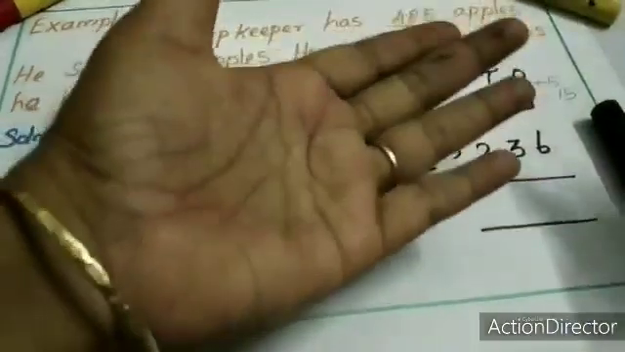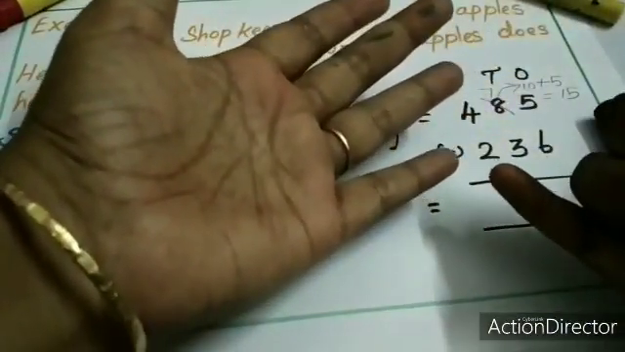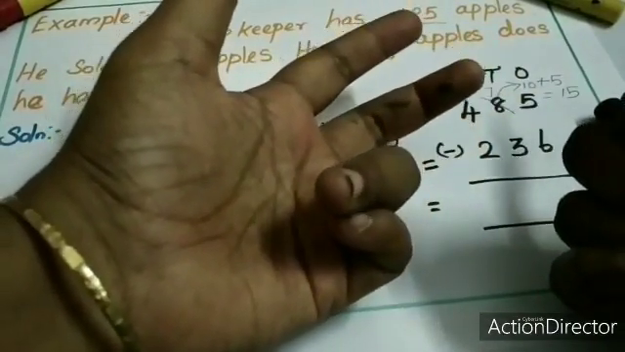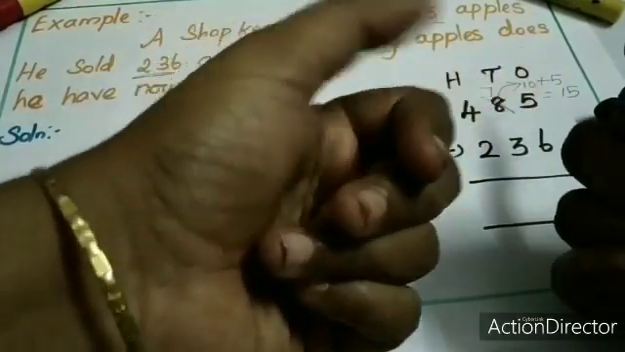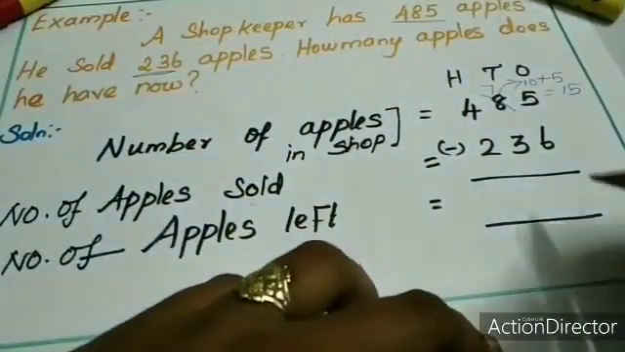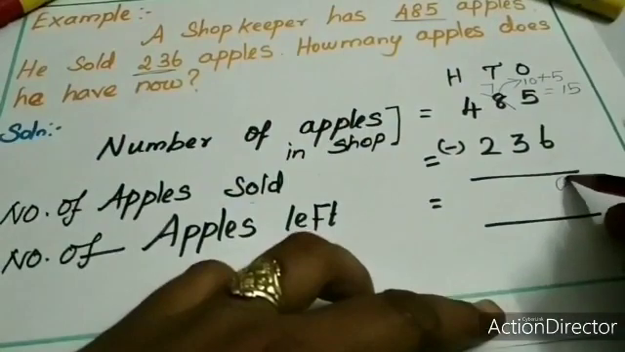15 in the mind, 6 in the finger. Before 15, 14, 13, 12, 11, 10, 9. What is the answer? 9 is the answer. So we write 9 in the ones column.